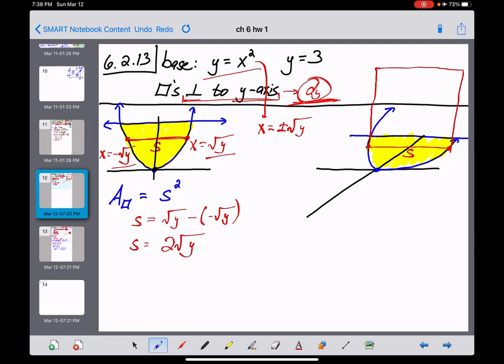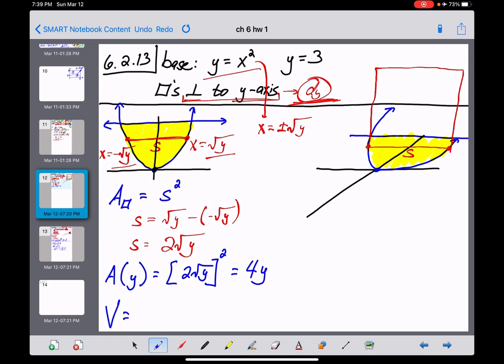So back to where I was just a second ago, area now expressed as a function of y is your side, 2 root y, squared. Okay, and we'll square both the 2 and the root y and end up with a 4y for the area of any one of those squares. And of course, we're drawing an infinite number of them as we move along here. Okay, so now here should be the relatively easy part.